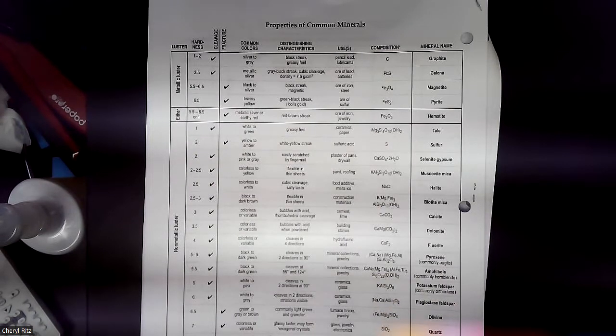So the title of this page of the reference table is Properties of Common Minerals. So on here, you'll see, I think it's 20 something minerals. These are all minerals that are common in New York State. For the most part, most of these could be found in your backyard. And if not in your backyard, in somebody's backyard in New York State.